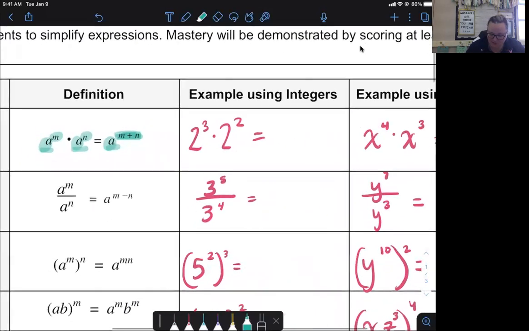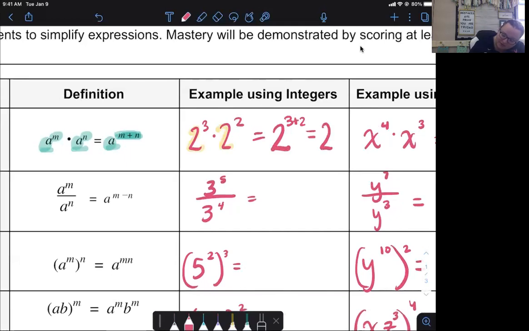So when I take 2 to the third times 2 squared, again, my bases are the same. They're both 2. I'm going to keep that same base of 2. I'm going to take the exponents, 3 and 2, and I'm going to add them. So 2 cubed times 2 squared is equal to 2 to the third plus 2. And 3 plus 2 is 5. So we have 2 to the fifth. And then you could go ahead and multiply that out, 2 times 2 times 2 times 2 times 2, and let me know what that is. But for the sake of this lesson and our examples, I'm just going to leave it as 2 to the fifth.